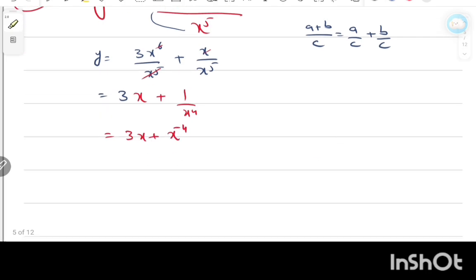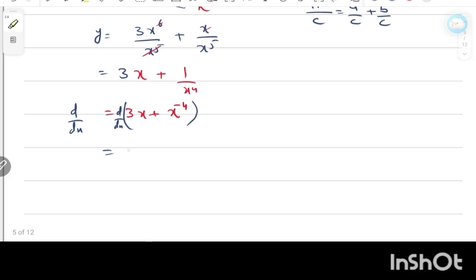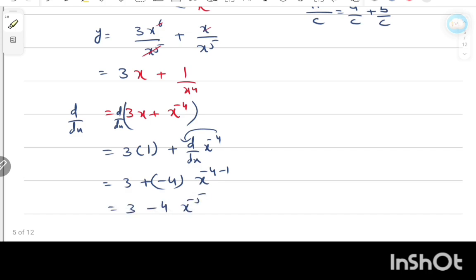Now we have to take the derivative of both sides. So we get the answer 3x to the power 1. Now the derivative of x^(-4): it will be minus 4 at the start, because the negative power comes to the start, and 1 is subtracted from the power. So 3 minus 4x^(-5).